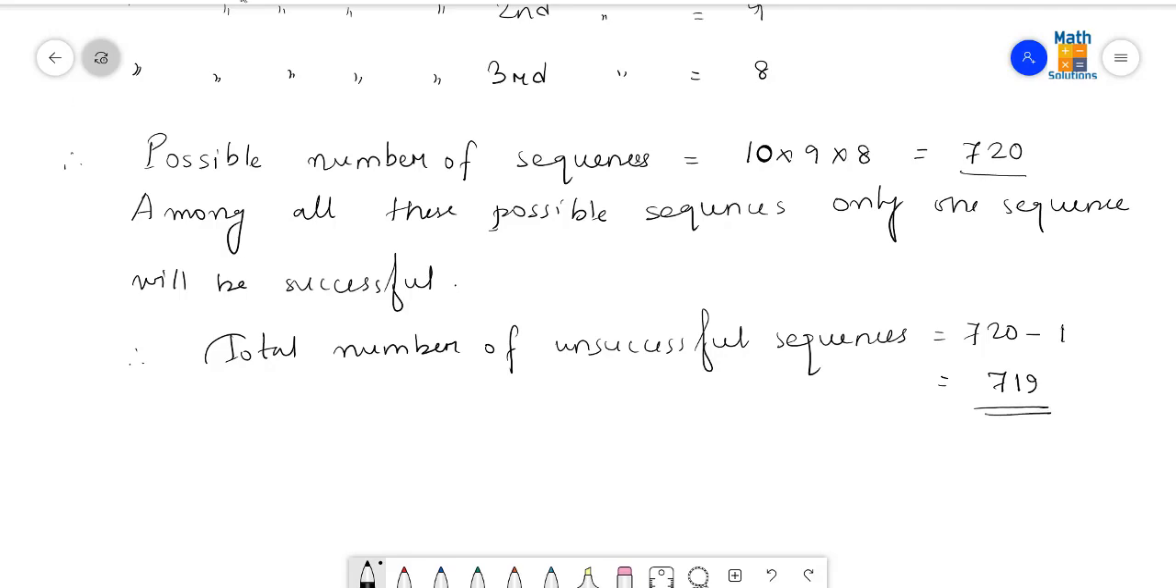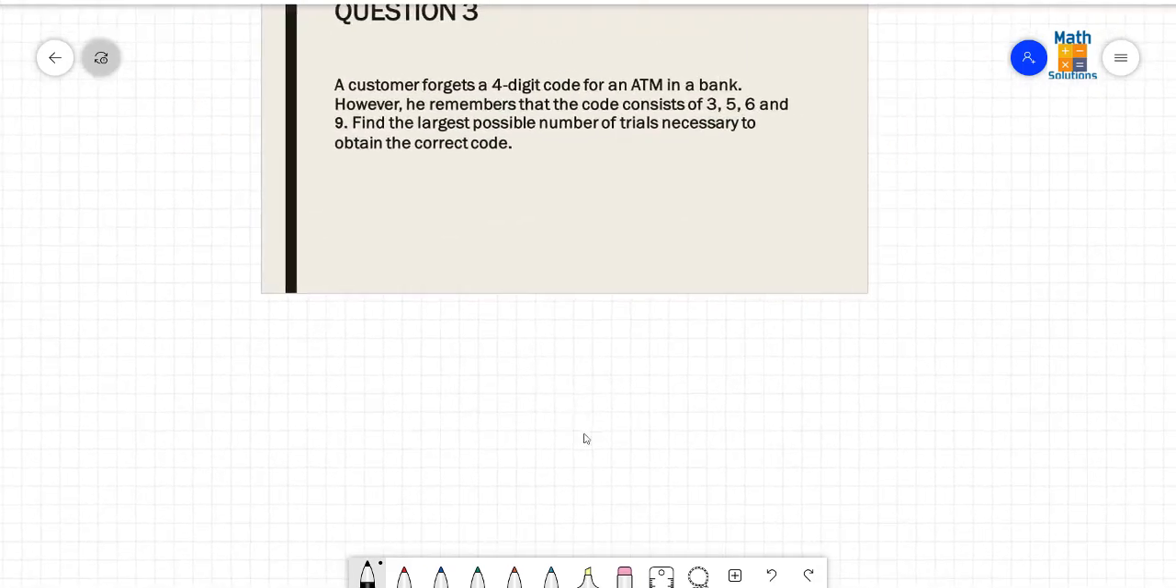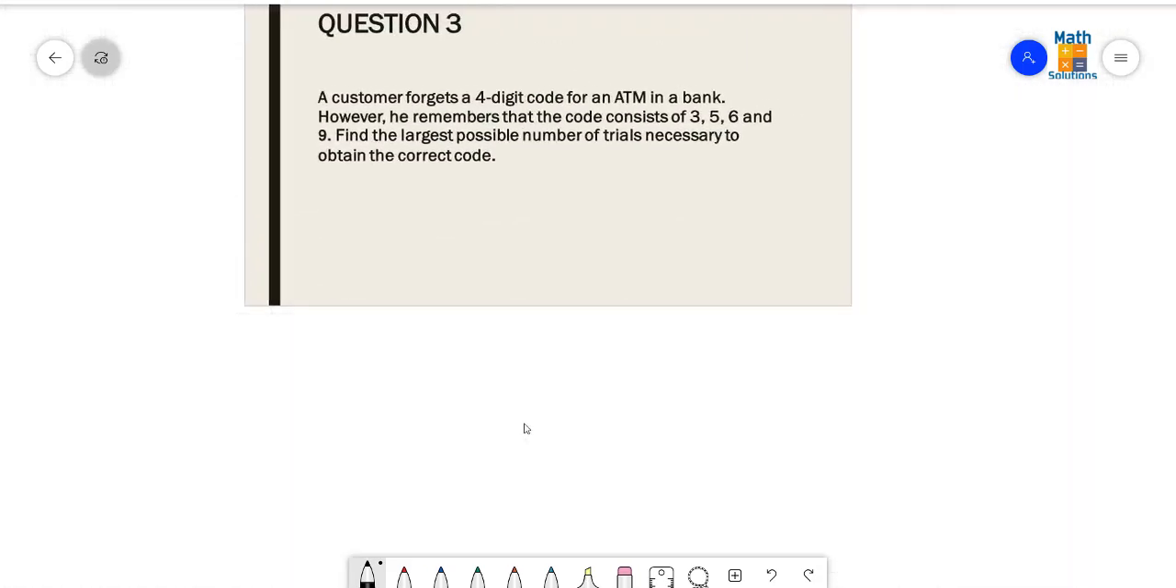Now coming to question number 3. So here goes question number 3. Let's see what it says. A customer forgets a 4-digit code for an ATM in a bank. However, he remembers that the code consists of 3, 5, 6 and 9. Actually, he remembers that in his 4-digit code there are these 4 digits, 3, 5, 6 and 9. But the arrangement, in what way the arrangement was there, he forgot it. Find the largest possible number of trials necessary to obtain the correct code.